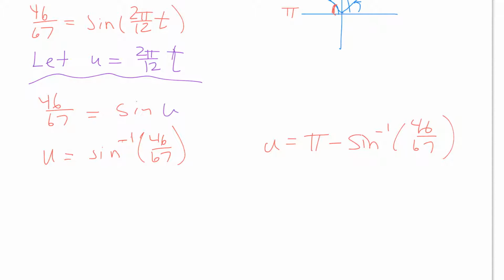Remember cosine, if cosine's negative, it's going to be in these. If cosine's positive, it will be over here. If sine were negative, we would be down here, and you have to think about what you're adding or subtracting. It's not always going to be the exact same.